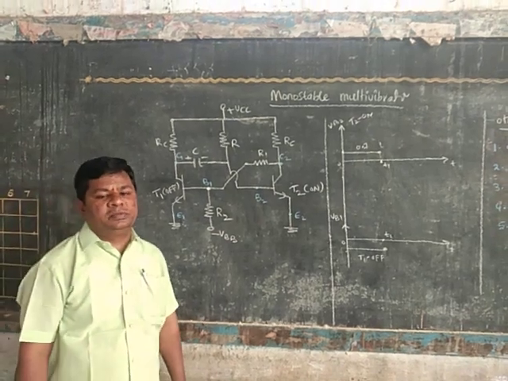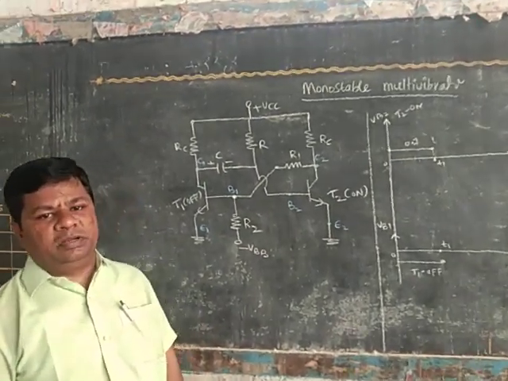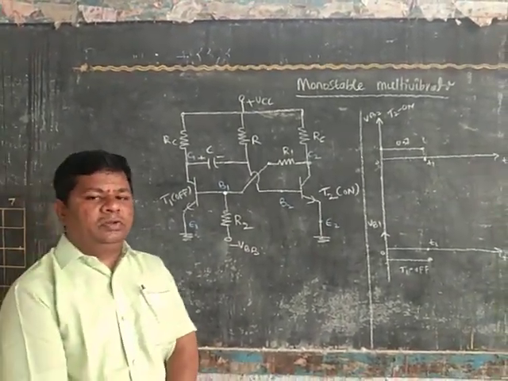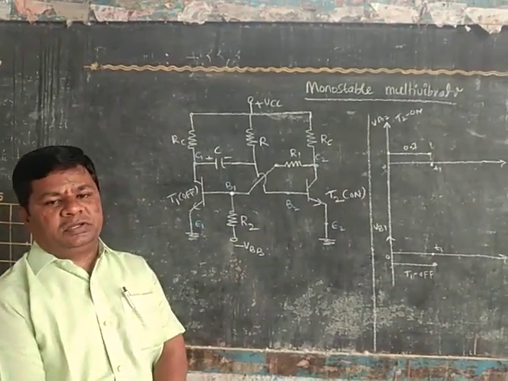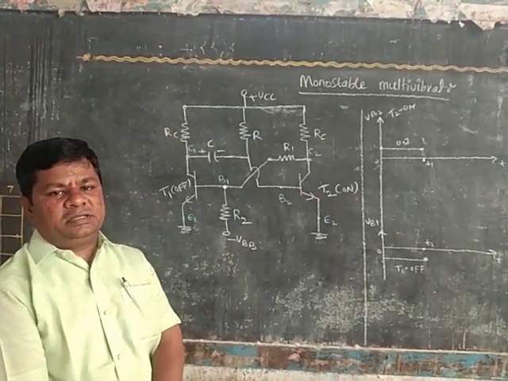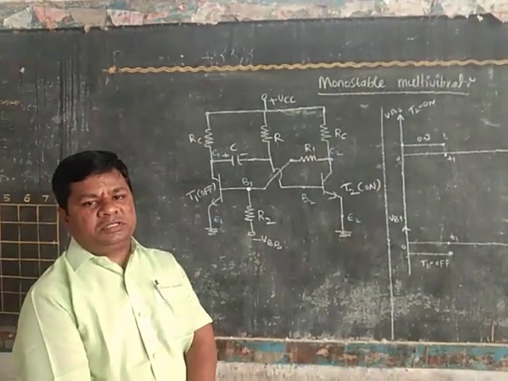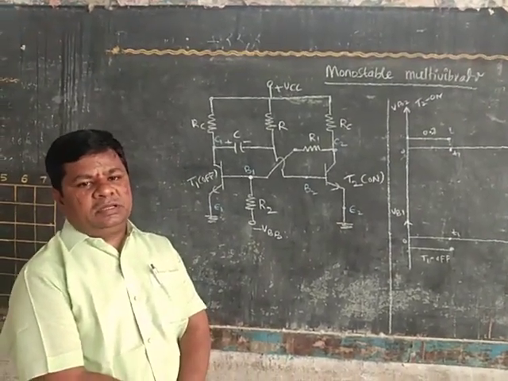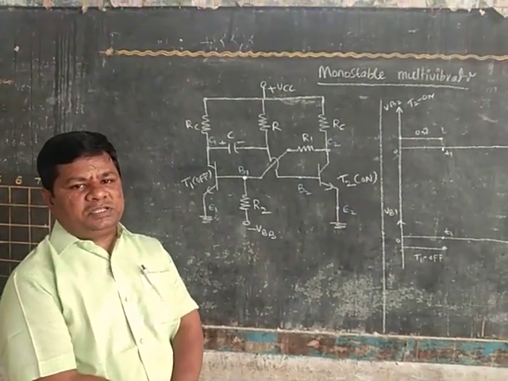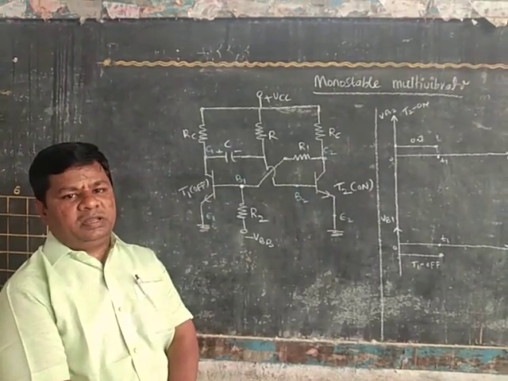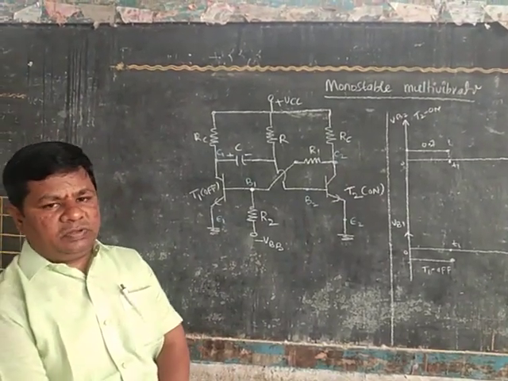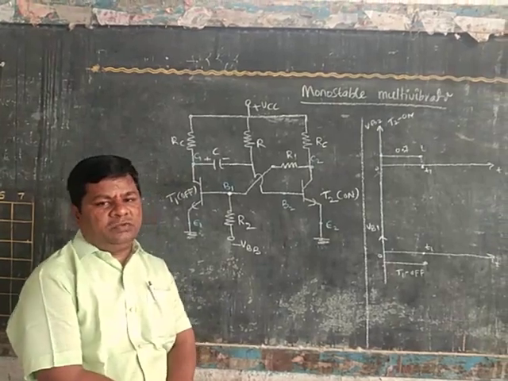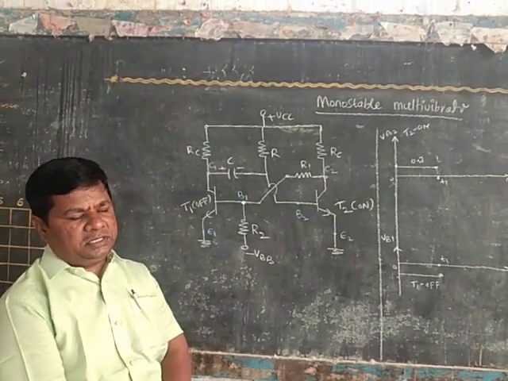Today I am going to speak about the monostable multivibrator circuit. Already we know that in a monostable multivibrator circuit, one output state is a stable state and another output state is a semi-stable state. Semi-stable state, or quasi-stable state, or otherwise temporary state. These are the other names for the semi-stable state.